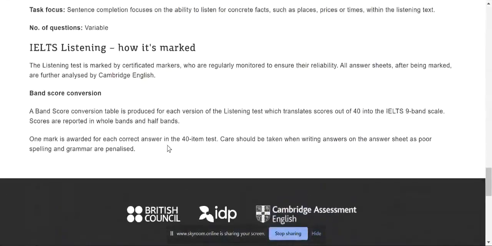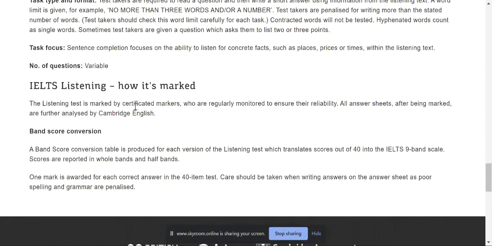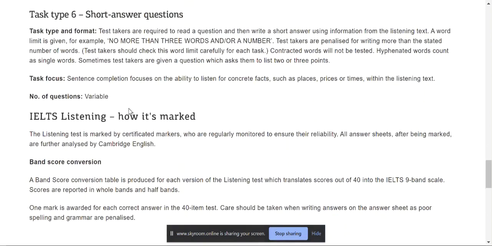Remember, there is something about how it's marked. All the answers have the same weight, and the weights will be calculated to give you a mark from 0 to 9. Exactly the same for the reading.